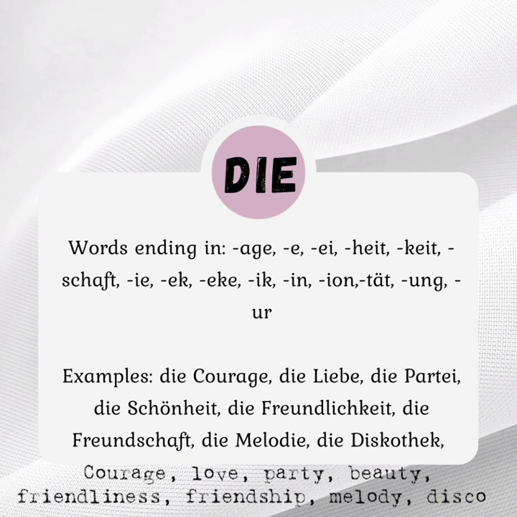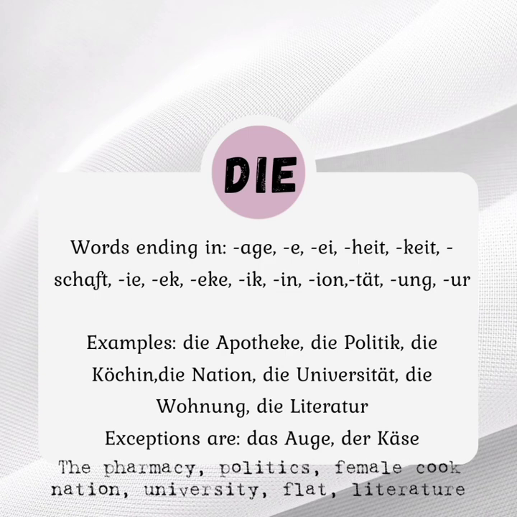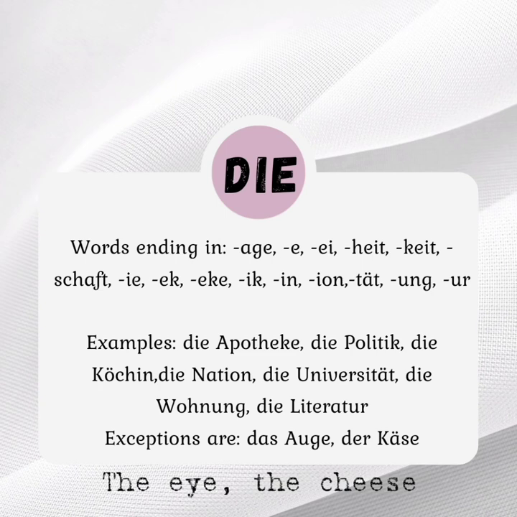Examples of words with such endings include die Courage, die Liebe, die Partei, die Schönheit, die Freundlichkeit, die Freundschaft, die Melodie, die Diskothek, die Apotheke, die Politik, die Kirche, die Nation, die Universität, die Wohnung, die Literatur, and so many others. As usual, there are exceptions here too, such as das Auge and der Käse. Both words end in e, but they belong to other genders. Das Auge is neuter and der Käse is masculine.